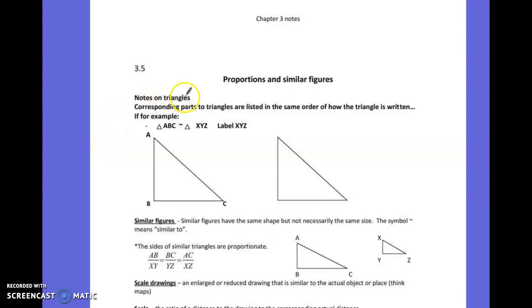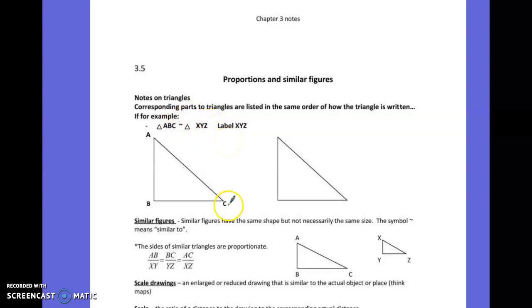Anytime you have notes on triangles, we're talking about corresponding parts in triangles. They are listed in the same order how the triangle is written. So for example, A right here will correspond with X, B will correspond with Y, C will correspond with Z.